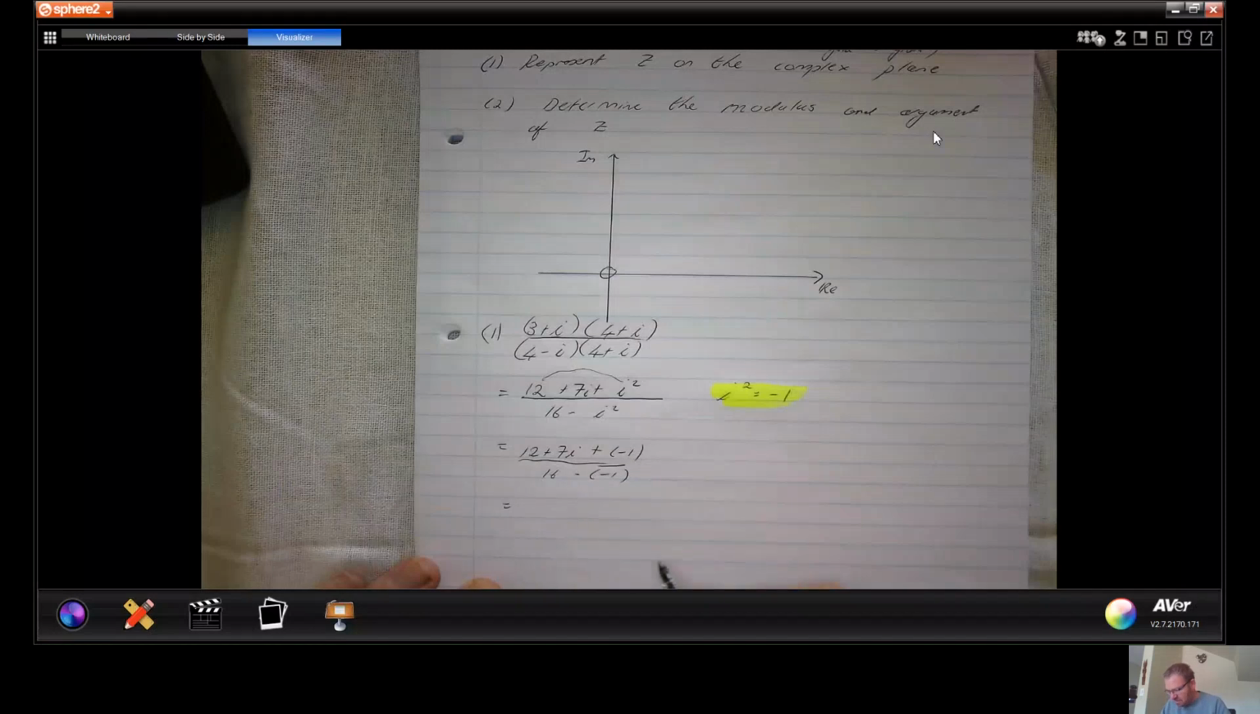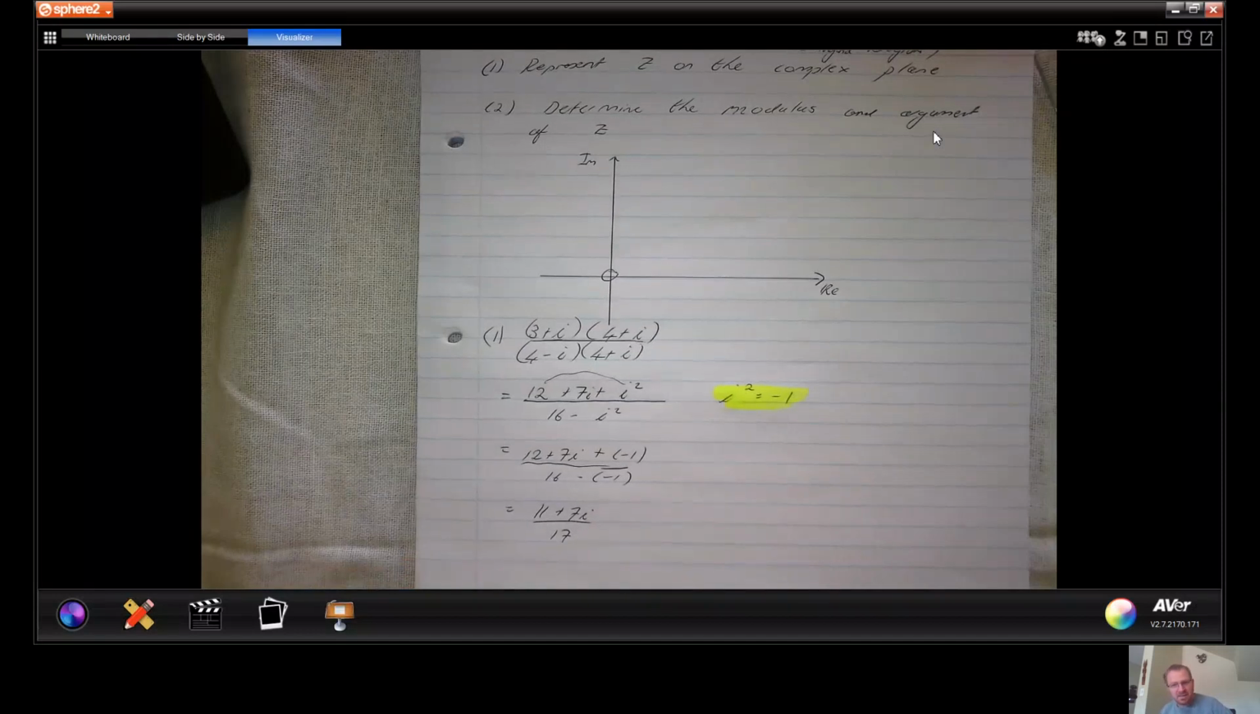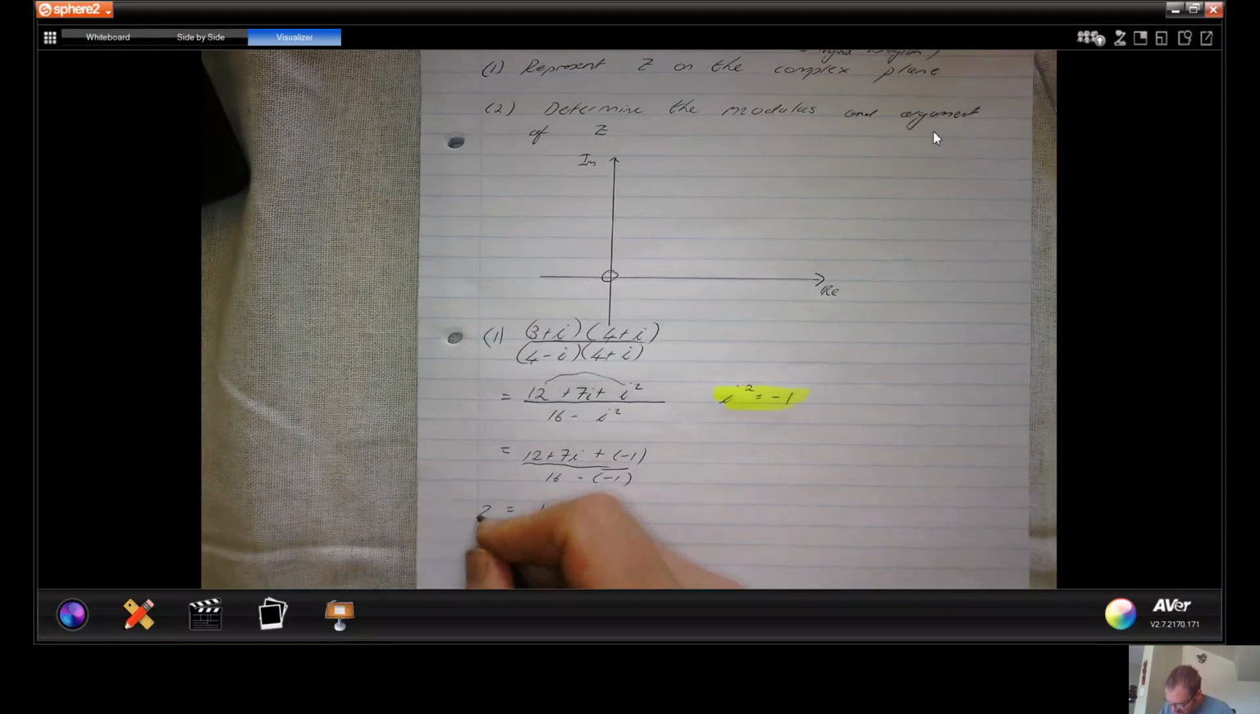12 minus 1 is 11. So you get 11 plus 7i. And here you get 16 plus 1, which is 17. So it's 11 plus 7i over 17. Okay, so this is Z.